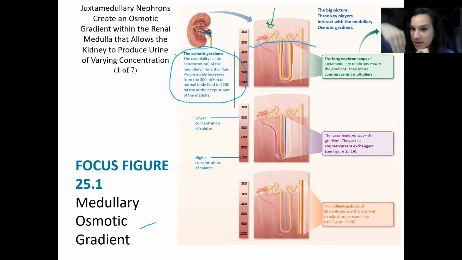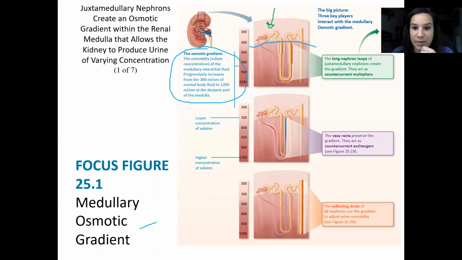As we take a trip down into the medulla and travel through a renal pyramid, as we get closer and closer to the tip, the renal papilla, the concentration goes up, and we end up with 1200 milliosmoles at the deepest part of the renal medulla. Remember, that's saltier than a mouthful of seawater.